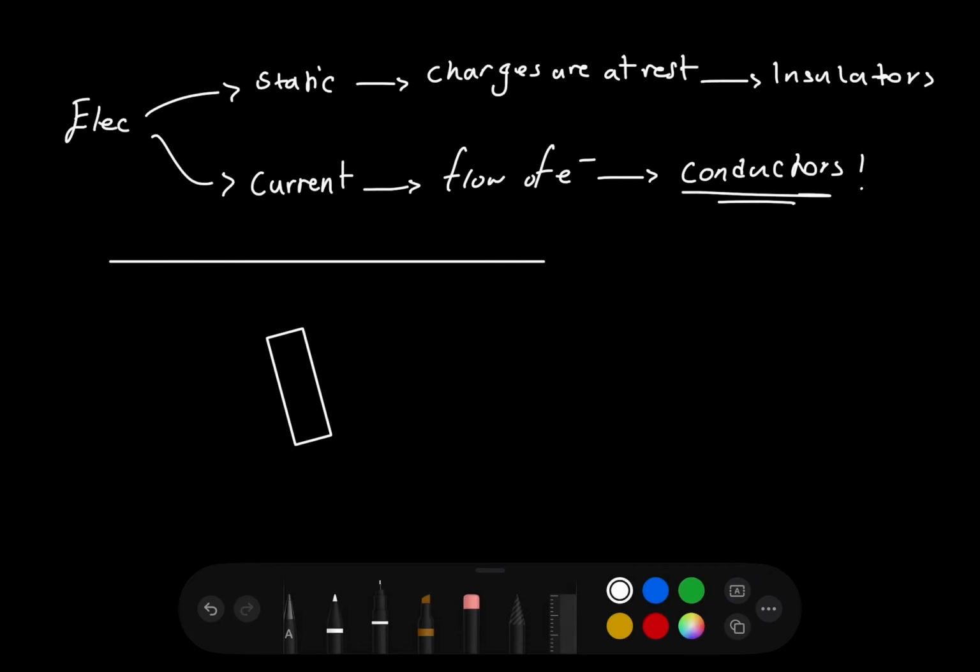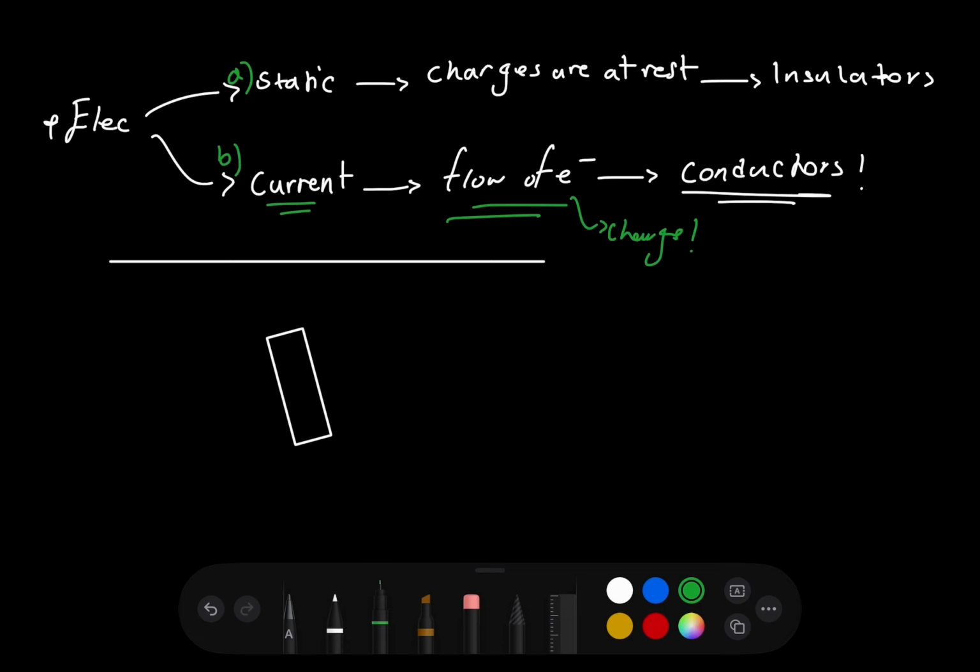Let's go ahead and talk a little bit about electricity. Now, if we were to classify electricity into two parts, we would have A, static electricity, and B, current electricity. Static electricity is the study of charges at rest. Basically, as the name suggests, it's the type of electricity where you don't have a flow of electrons, you don't have a flow of charges, unlike current, which is actually a flow of charges or electrons.